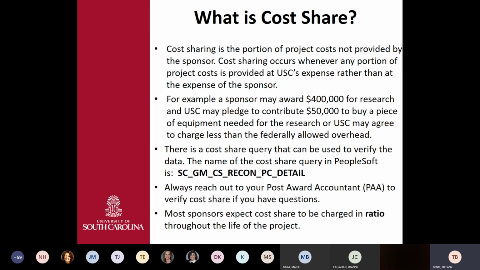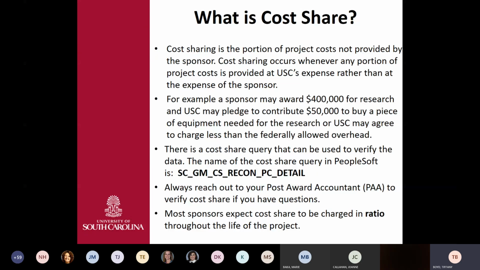And there is a query out there that can be used to verify how much cost share is being recorded to your project. The query in PeopleSoft is called this. And if you ever have questions related to the cost share that's hitting your project, reach out to your PAA. They're the best resource to help you with this. And then one thing we want to foot stomp is that most sponsors expect cost share to be charged in ratio throughout the life of the project. This has caused a lot of problems with invoicing and getting reimbursement.